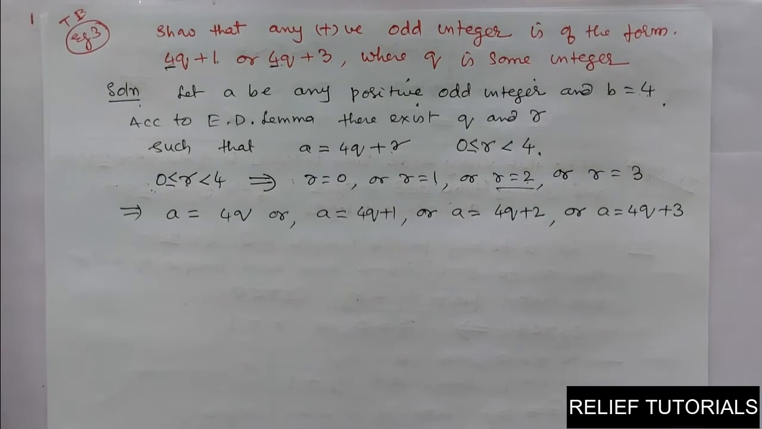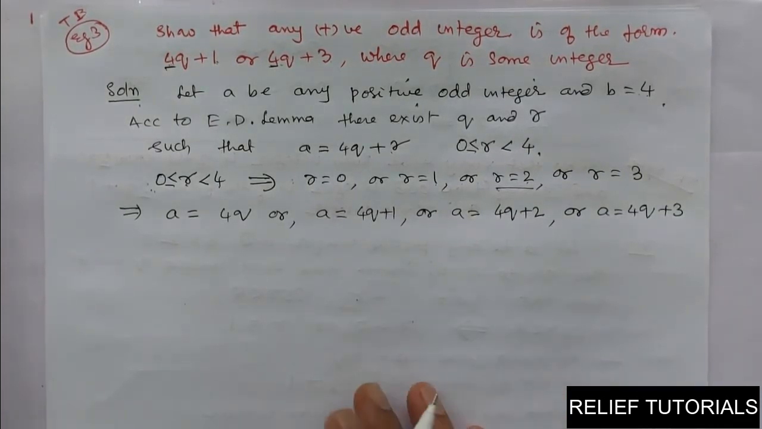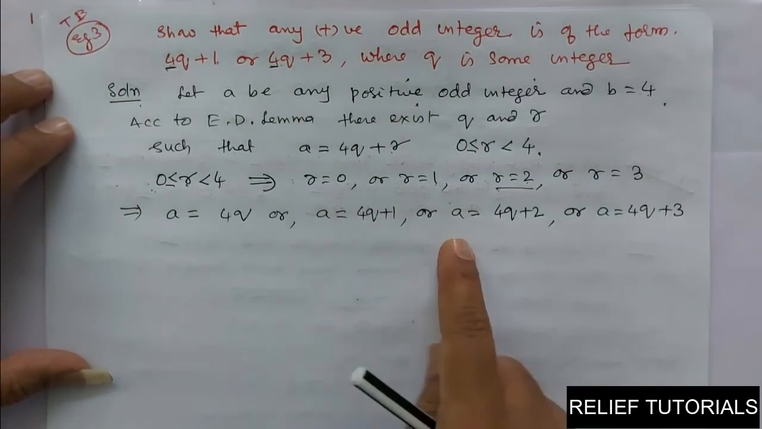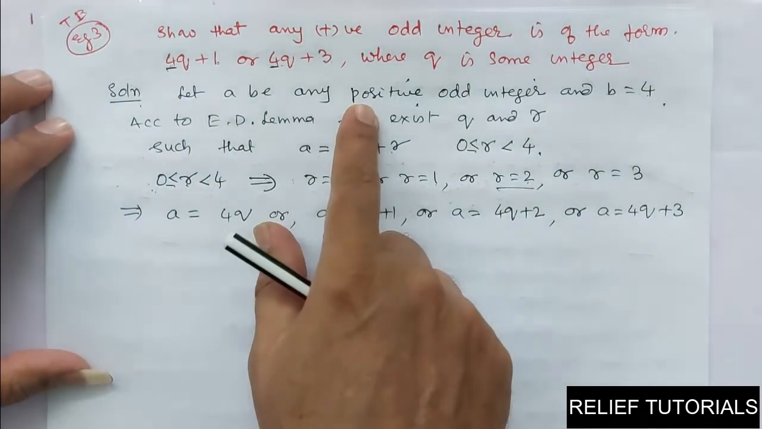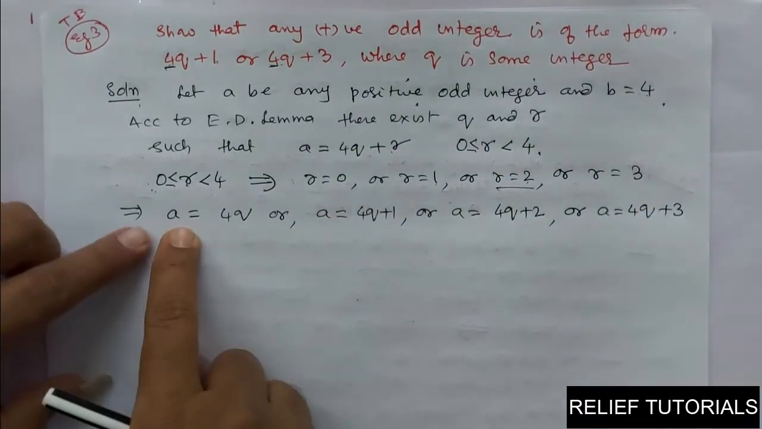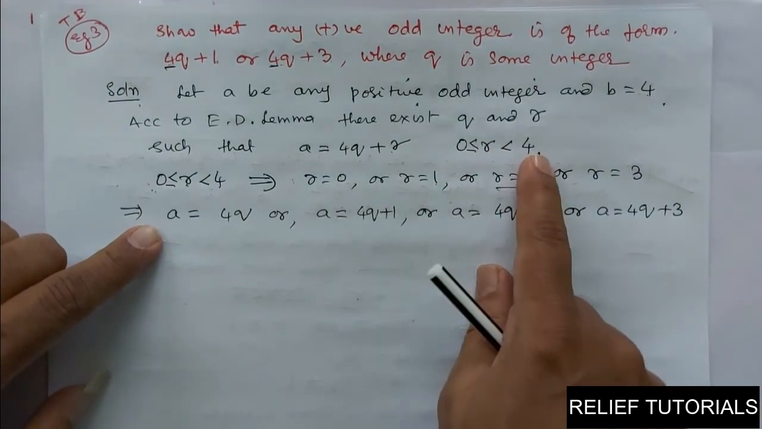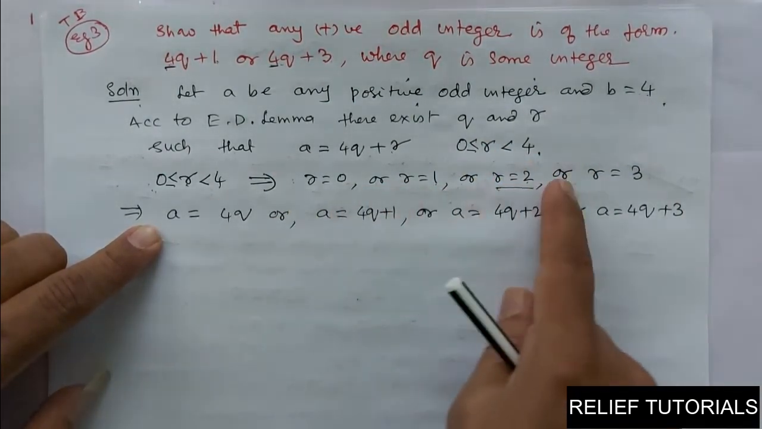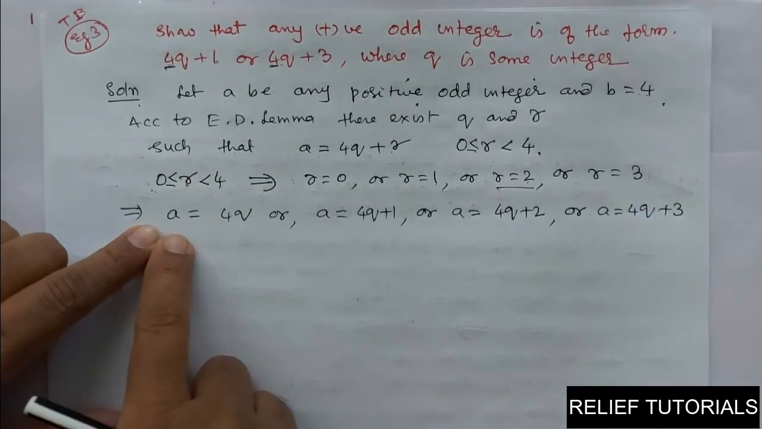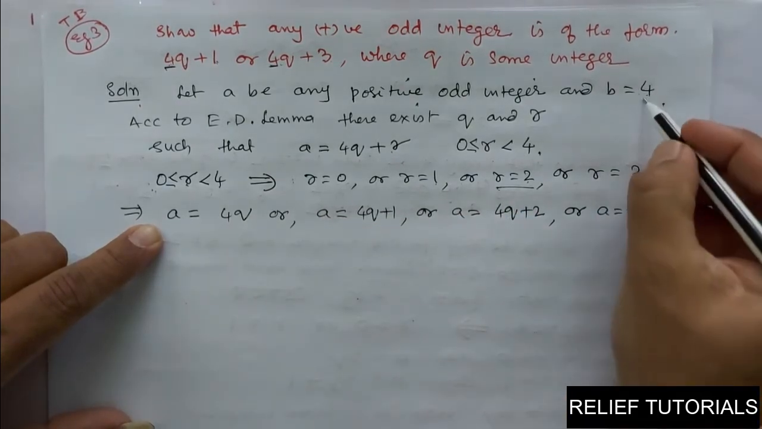Directly I have written. See, in the rest of the problems, as we proceed further, directly you will write by looking here: let a be any positive odd integer and b is equal to 4. Then directly you will write a is equal to 4q plus r, so r is greater than or equal to 0 and less than 4. So r will be 0, 1, 2, 3. So directly we will write: if b is equal to 4, then a is equal to 4q plus 0, 4q plus 1, 4q plus 2 and 4q plus 3.